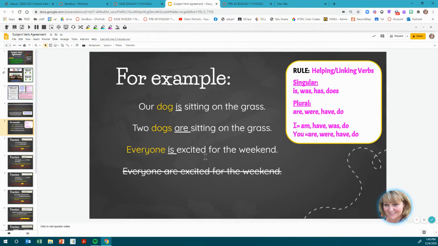So everyone is excited for the weekend. So here are some more examples. Everyone are excited. You won't use that because this is considered one thing. This is considered singular, not plural.